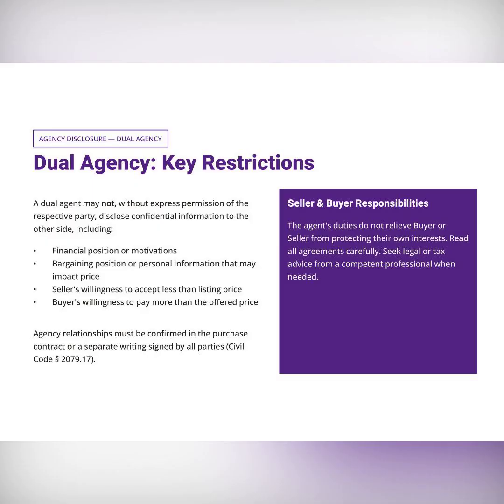When acting as a dual agent, there are specific restrictions and heightened responsibilities to be aware of. A dual agent absolutely cannot disclose confidential information about one client to the other without explicit written permission. This includes financial positions, bargaining strategies, or a willingness to adjust pricing. All agency relationships must always be confirmed in writing. It's also vital to remind our clients that while agents offer professional guidance, buyers and sellers ultimately bear the responsibility for protecting their own interests. Always encourage them to review agreements carefully and seek independent professional advice where needed.